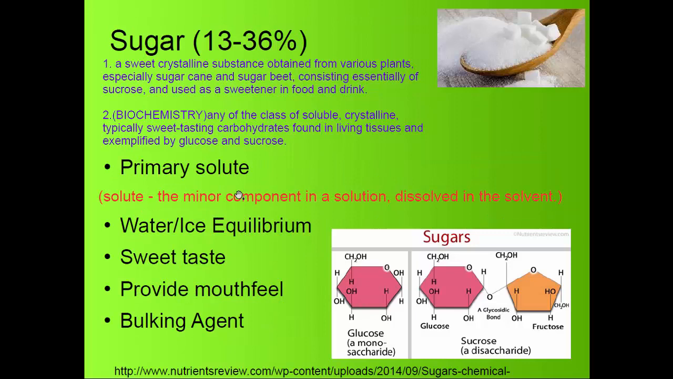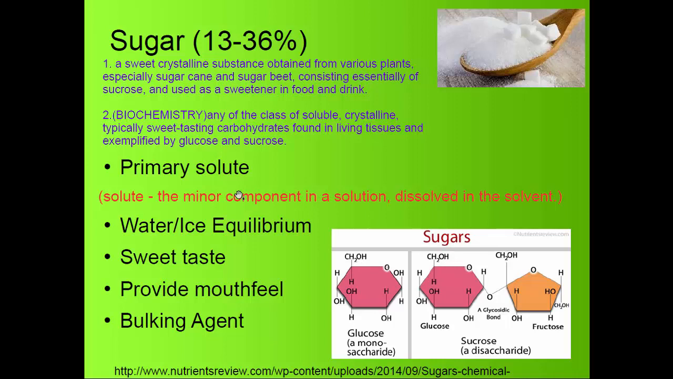So sugar. Sugar is about 13 to 36%, depending on what kind of ice cream you buy, right? And sugar is a sweet crystalline substance obtained from various plants, especially from sugar cane and sugar beets. It consists essentially of sucrose, and it's used as a sweetener in food and drinks, right? And in biochemistry, it's any class of soluble crystalline, typically sweet tasting carbohydrates found in living tissues and exemplified by glucose and sucrose.